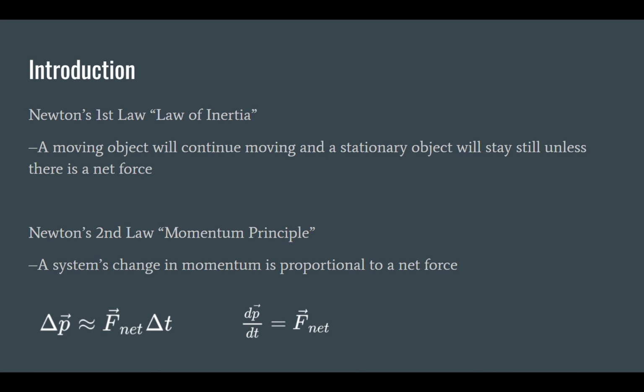To begin, I want to go over some principles that will be used throughout this lab, namely Newton's first and second law. Newton's first law, the law of inertia, states that an object at rest will stay at rest, and an object in motion will stay in motion unless acted upon by an outside force. This means that our object, which will be moving at constant velocity, will have zero net force on it. Newton's second law, the momentum principle, states that any change in momentum is proportional to the net force, as you can see in these equations.